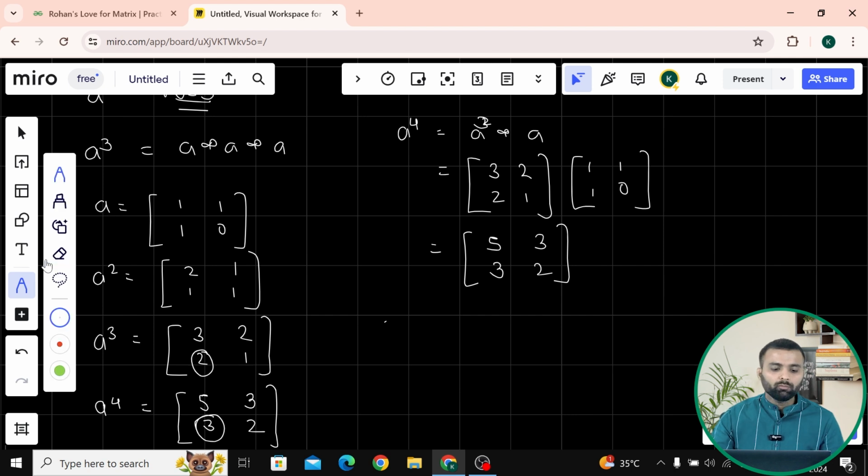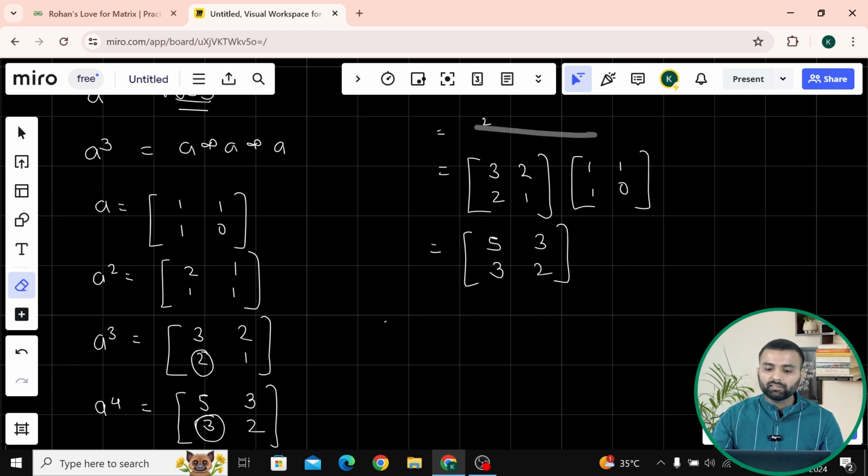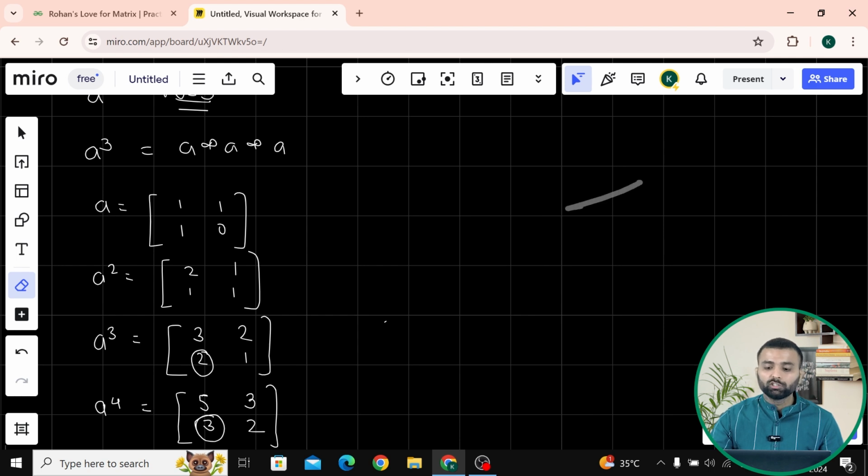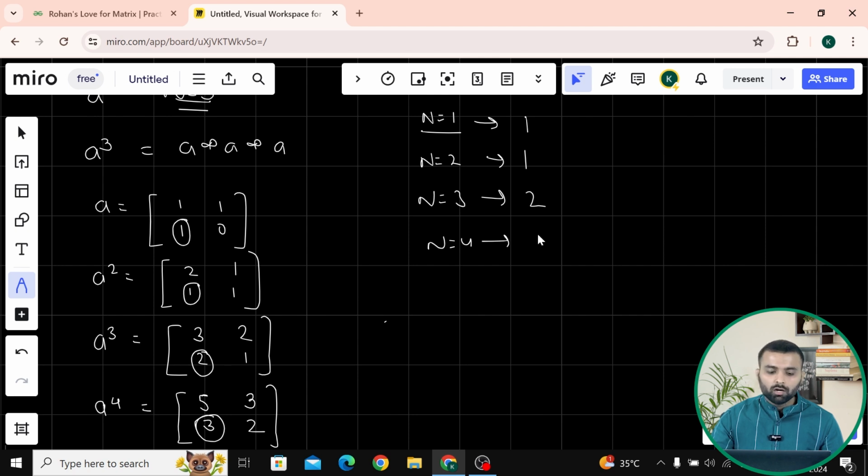Now it's time to analyze the pattern here, right? It's a very simple question if you visualize the pattern of this. Let me write here first. Always we have to return this value. It depends upon your value of n, right? So if my n equal to 1, my value is 1. N equal to 2, my value is 1. When n equal to 3, my value is 2. When n equal to 4, my value is 3.